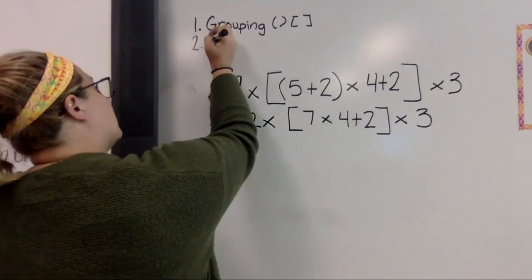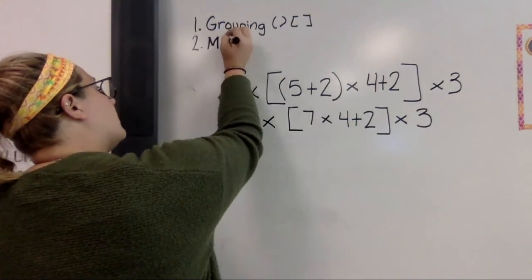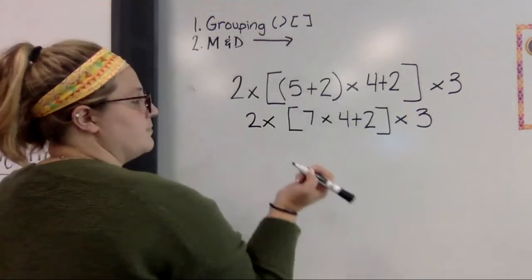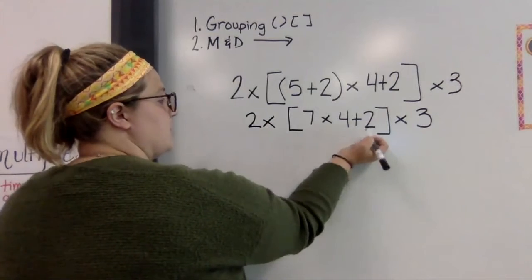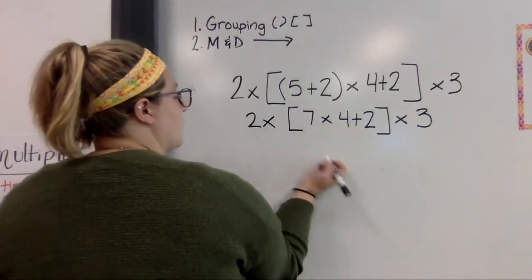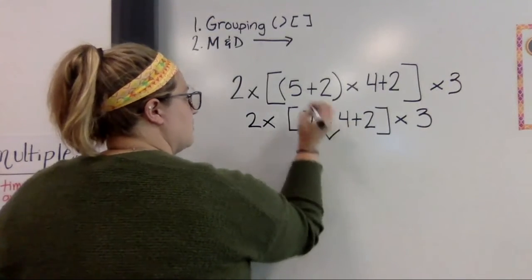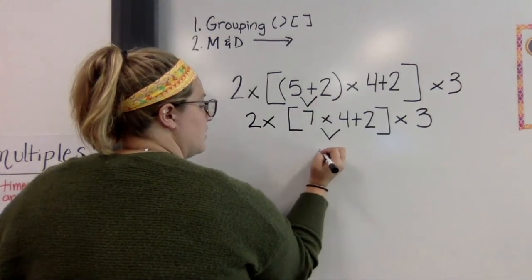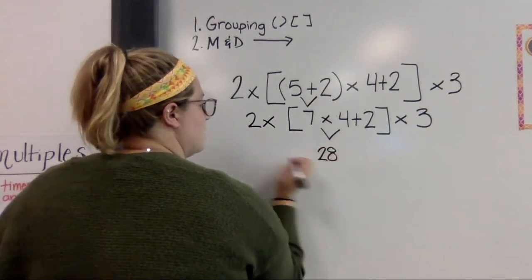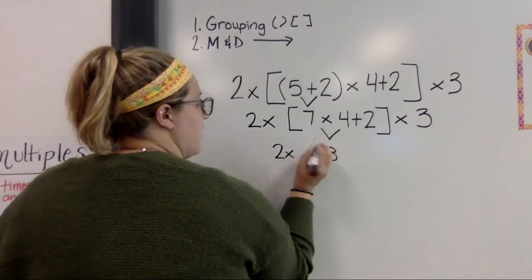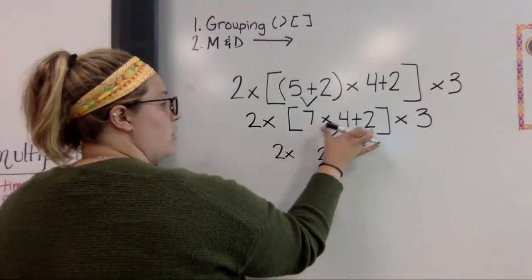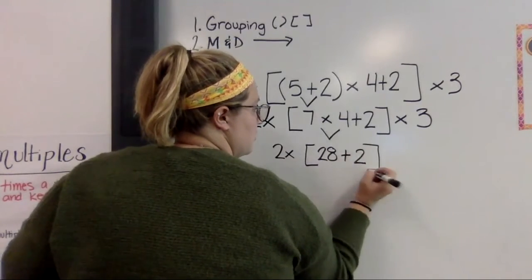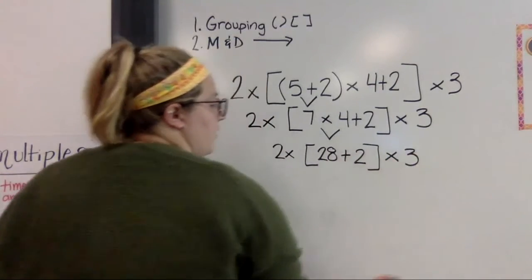So then I look at step 2. Multiply and divide from left to right. So do I have a multiplication or division? Sure do. 7 times 4. So what is 7 times 4? 7 times 4, 28. So we have 2 times. Am I done with the bracket? No, because I have that 2 that has not been solved yet. 2 times 3.